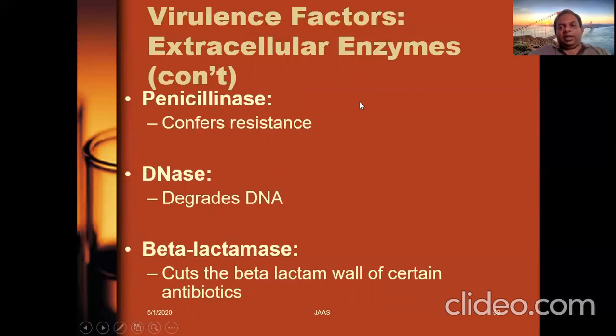At the same time, there are some enzymes, penicillinases. They destroy penicillins. Then DNases, they degrade DNA. So penicillinase is an enzyme which produces penicillin resistance. Penicillin is a chemical molecule with a beta-lactam ring. With the presence of beta-lactamase, they destroy this.